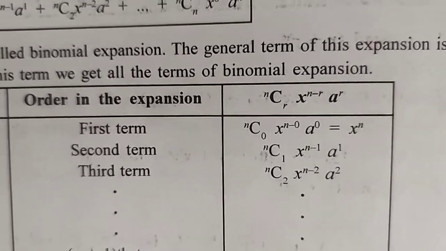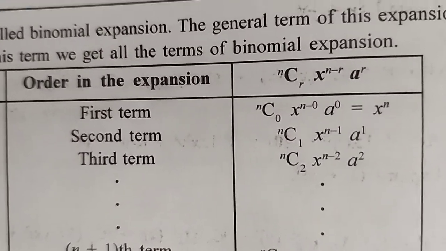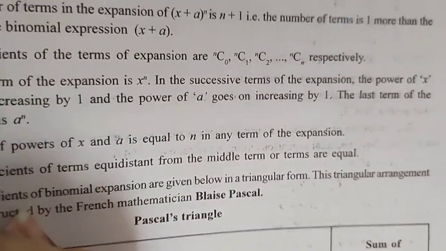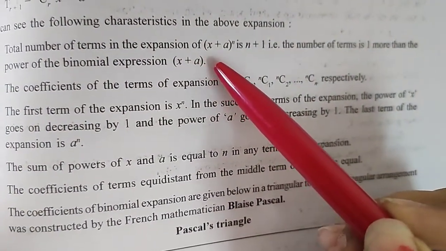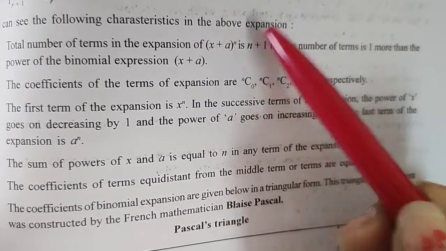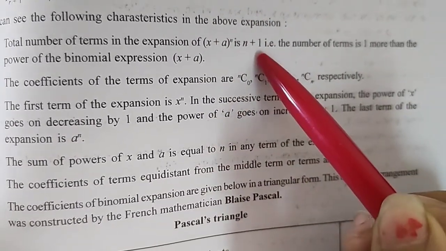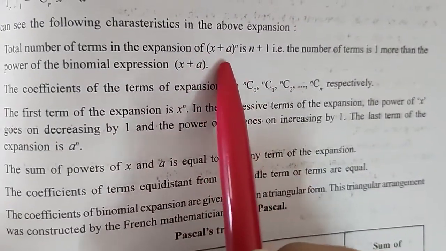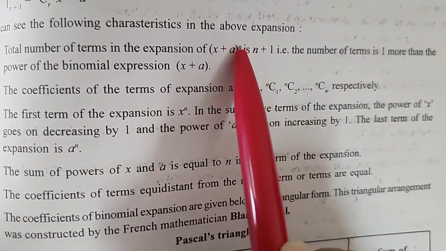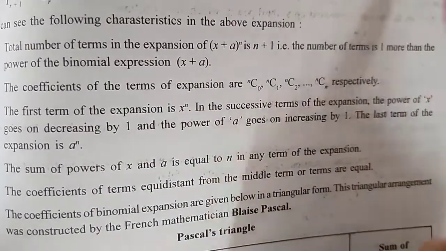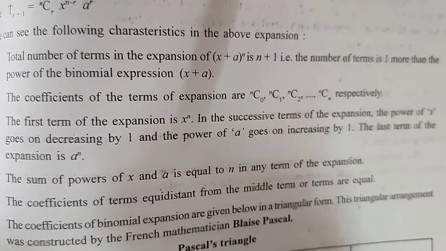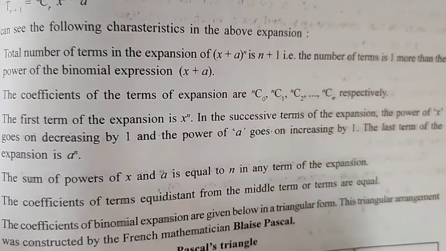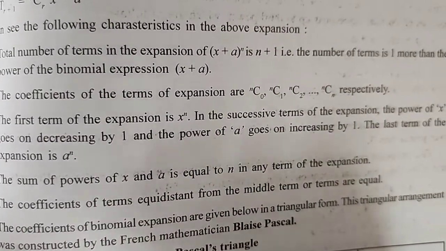Now characteristics of binomial expansion. First one, the total number of terms in the expansion of x plus a raised to n is n plus 1. What do you mean by it? For example, here x plus a raised to your n power is say 5. Then the total terms you will get in your binomial expansion will be 1 more than your n value. If it is 5, then 5 plus 1. So total 6 terms you will be getting in your binomial expansion.